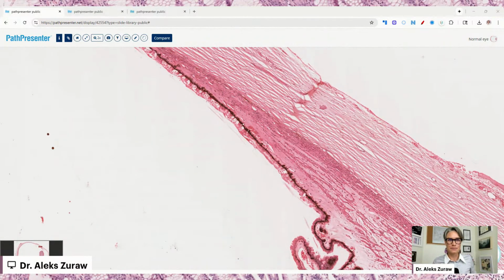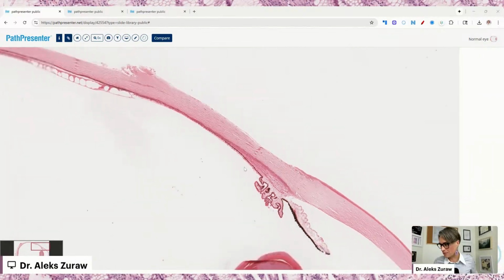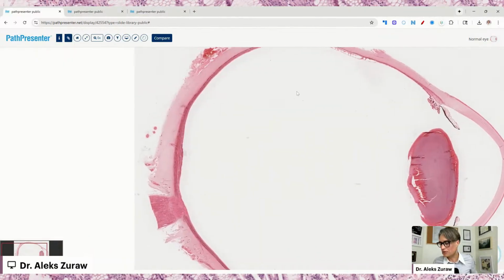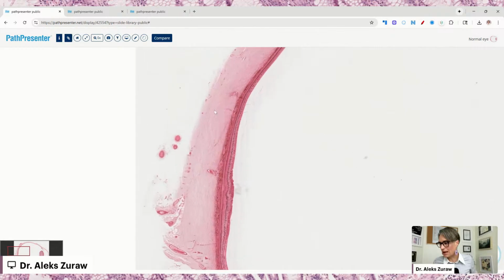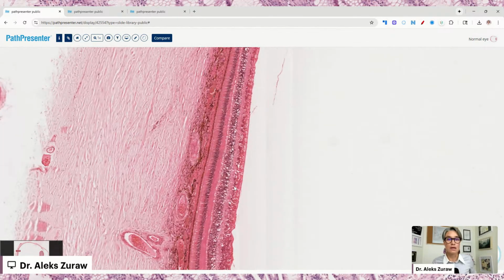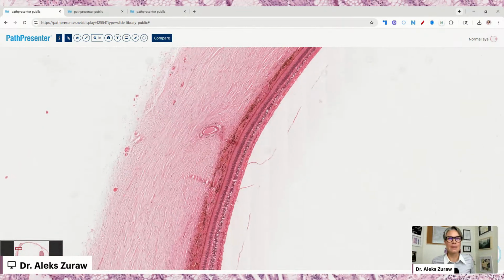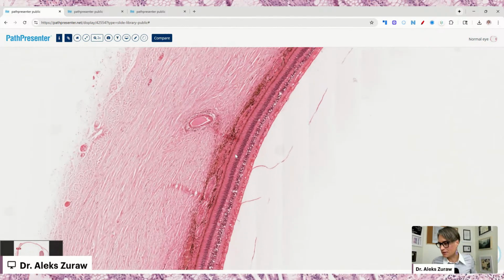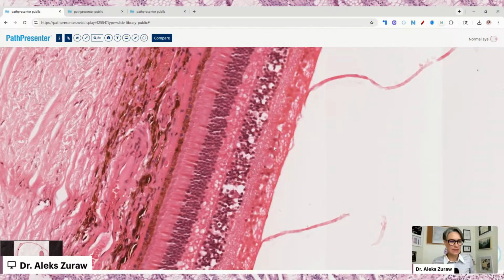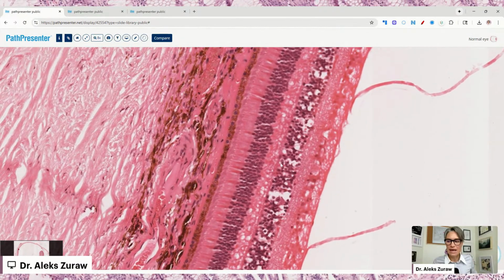Let's go to the back and look at the neural tunic. The neural tunic is on the back, gets light, and translates it into images in the brain. And the main part of this neural tunic is the retina. Here, this is the retina. You can distinguish several different layers of the retina.